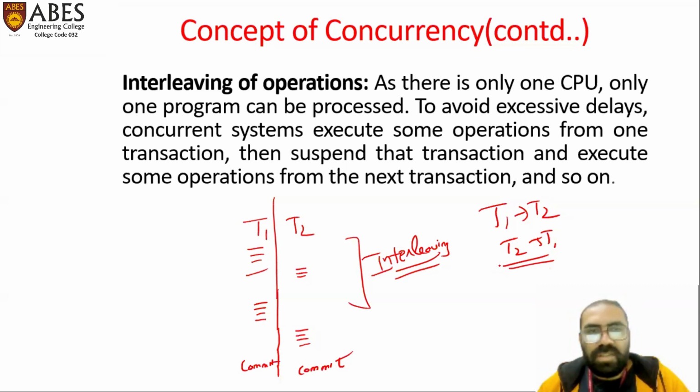So in today's lecture, we have discussed the ACID properties: atomicity, consistency, isolation, durability, the concept of concurrency and concurrent execution, and the process of interleaving of operations due to having one CPU. In the upcoming lectures, we will discuss how we achieve serial execution order, and the important concepts of conflict serializability and view serializability.